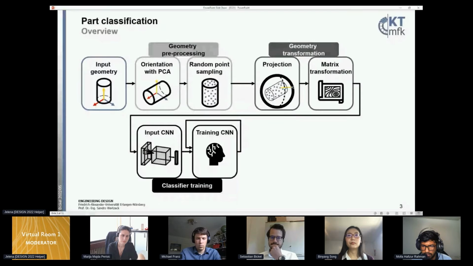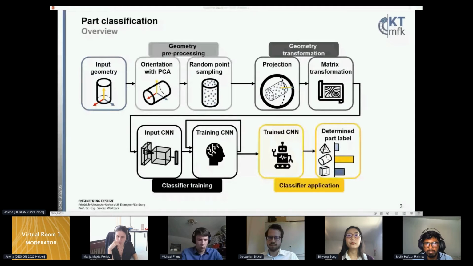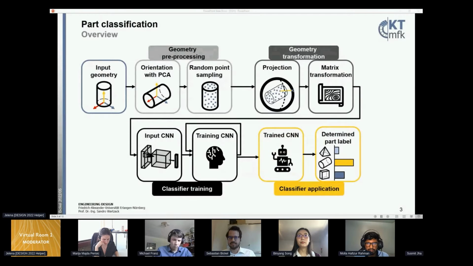Afterwards, these matrices are the input for the CNN. For the training, transfer learning is applied, which uses pre-trained networks on the ImageNet dataset as a basis. Five different networks are examined in this paper: the Inception ResNet, ResNet 50, DenseNet 201, InceptionNet, and the AlexNet. After the finished training, the model is capable of determining the relevant class for a given input, but of course, the input must be preprocessed as stated. Therefore, a new part must also be transformed into the matrix beforehand.